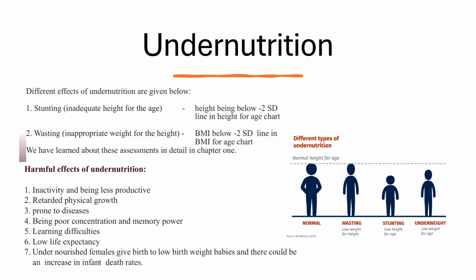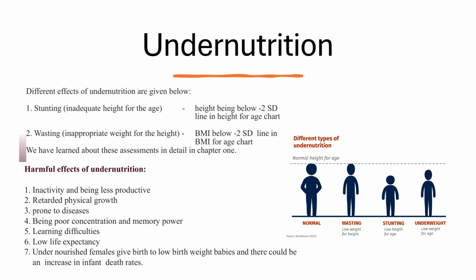And then retarded physical growth. Like I said before, if you are not taking enough proteins, carbohydrates, fats, your body will not grow, especially proteins. You need proteins for your muscle growth. Therefore, if you don't take enough proteins, it's going to cause retarded physical growth and being prone to diseases. When your body gets weak, you lose your immunity. Immunity means the ability to fight against diseases. You will be prone to more diseases. You will get diseases quickly.